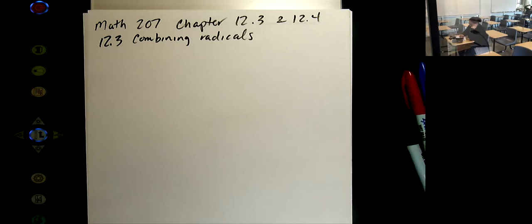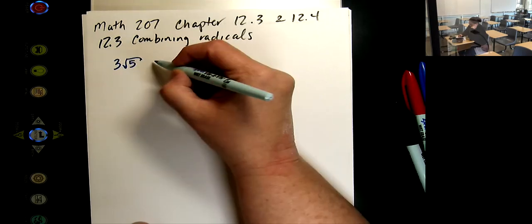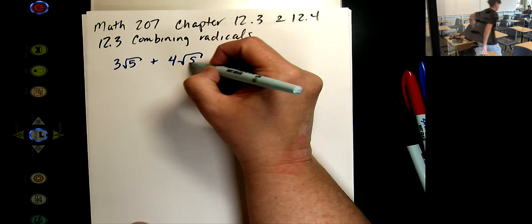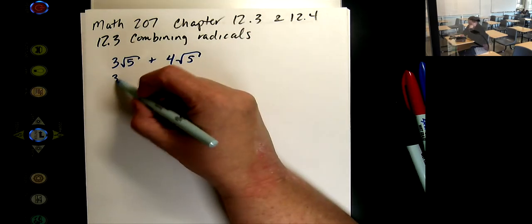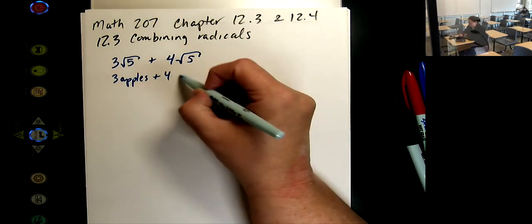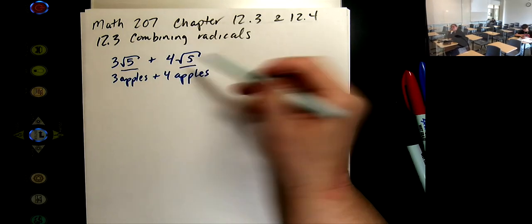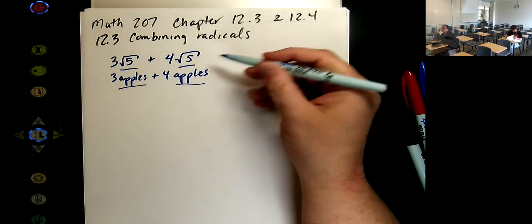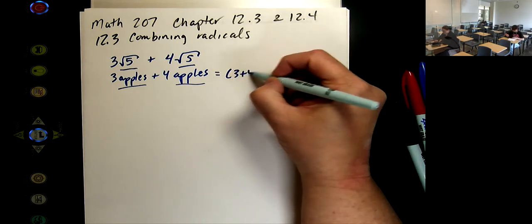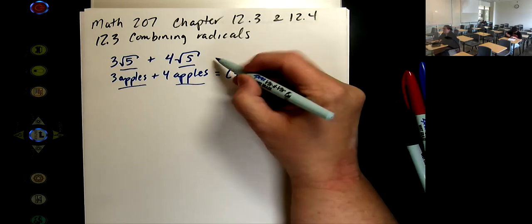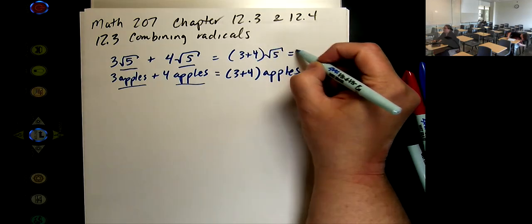So, if we have something like 3 square root of 5, and we add to it 4 square root of 5, this is a lot like 3 apples plus 4 apples. Just because there's a square root there, as long as the thing is the same, it's just like apples and apples. And what would we do when we got apples here? We would add the 3 and the 4, right? We're going to do that here as well. We can add the first 2 numbers together, and we end up getting 7 square root of 5.